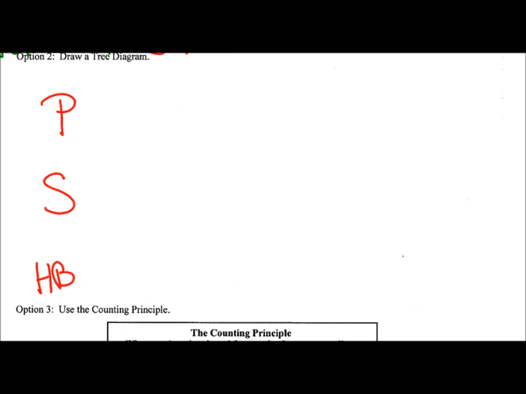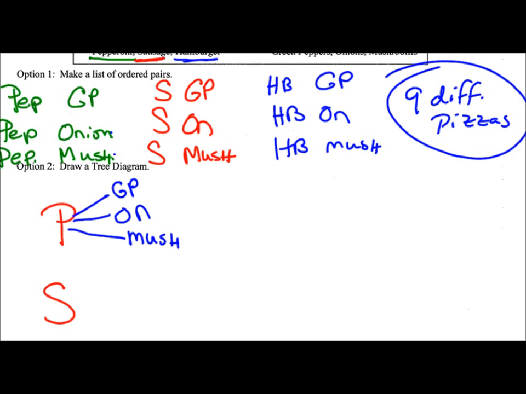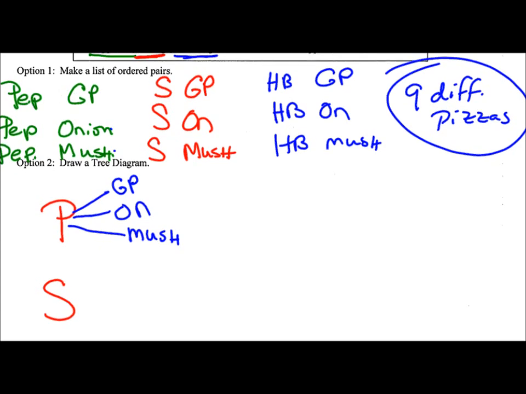And then we're just going to go through and list the possible vegetables. If we got pepperoni, we could have still had green peppers. We could have had onions, or we could have had mushrooms. And so there's our 3 pizzas with the pepperoni. In fact, we had those back here when we looked at our list. We had pepperoni, green peppers, onion, mushroom.